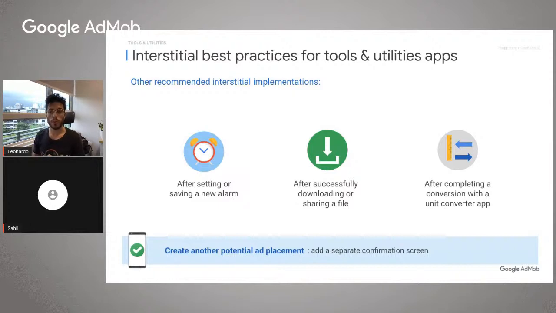Also, you could place an ad after successfully downloading or sharing a file, or after completing a conversion with the Unit Converter app. Sharing a pro tip here. You can create another potential ad placement by adding a separate confirmation screen and add an interstitial ad there.